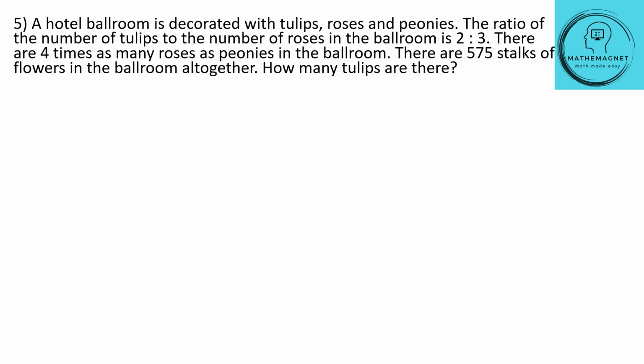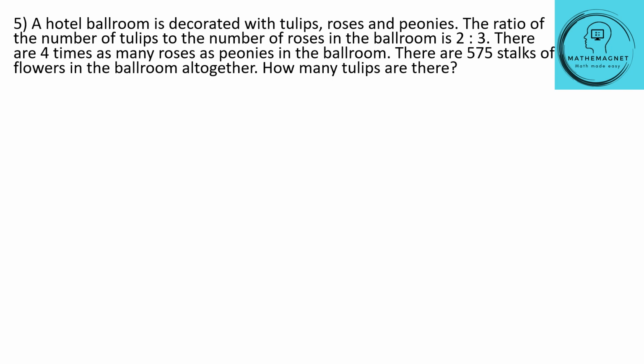Question number 5. A hotel ballroom is decorated with tulips, roses and peonies. The ratio of the number of tulips to the number of roses in the ballroom is 2 is to 3. There are 4 times as many roses as peonies in the ballroom. There are 575 stalks of flowers in the ballroom altogether. How many tulips are there?